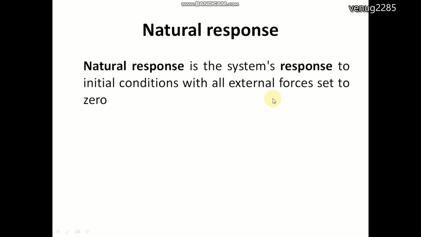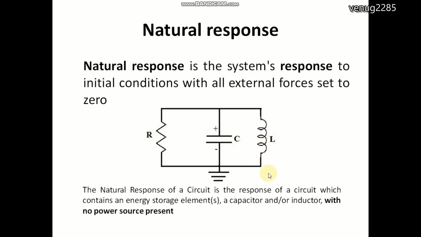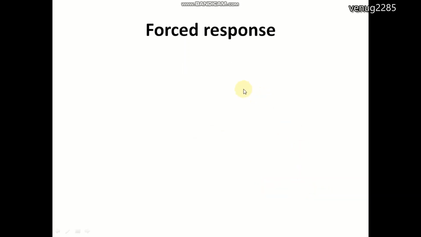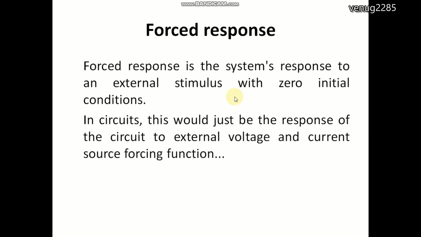The natural response is the system response to the initial condition, with all external forces set to 0, that is no active elements present in the circuit. The response is produced by the energy storing elements present in the circuit, that is the inductor and capacitor. And for the forced response, it has a voltage or current source or both present in the circuit with 0 initial conditions.